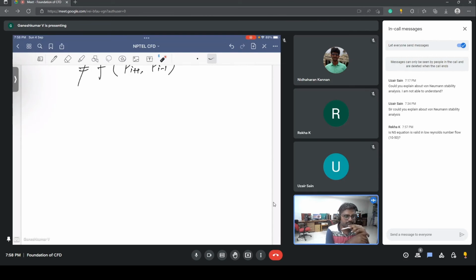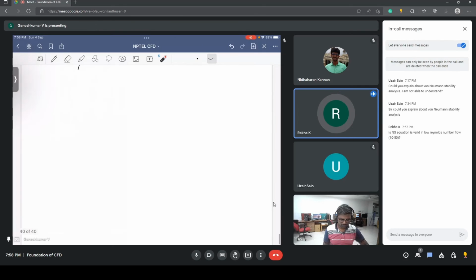I have a few questions in the message chat. Rekha is asking, is the Navier-Stokes equation valid in low Reynolds number flow, 10 to 50? No, Navier-Stokes is actually a more general equation. It is valid in any flow, for any flow problem. But sir, in some textbooks it is written that if the operating condition is in vacuum, the Navier-Stokes equation is not valid. It is written in some textbook.